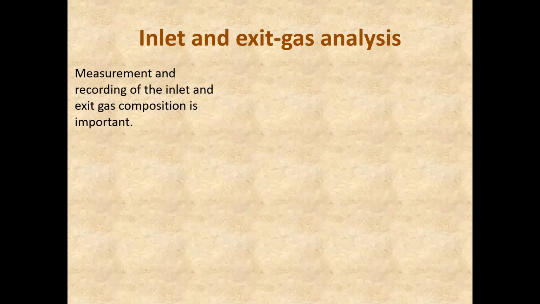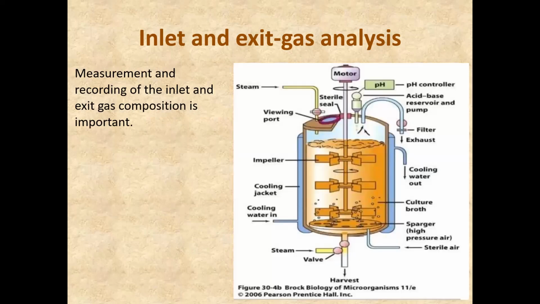Now, what do I mean by inlet gas and exit gas? This is a picture of a fermenter, and the inlet gas is the gas that you are introducing via the sparger. So the sterile air that is introduced via this sparger in the fermenter is the inlet gas, and the exit gas is the exhaust gas that leaves the fermenter from the top.